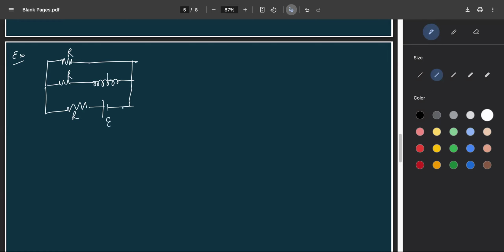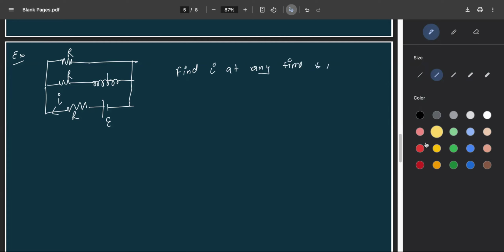So, Krishna, look, you are given an EMF. In this, you need to find the current in the circuit. Assume this is current I. Find I at any time t. So how can you calculate it?